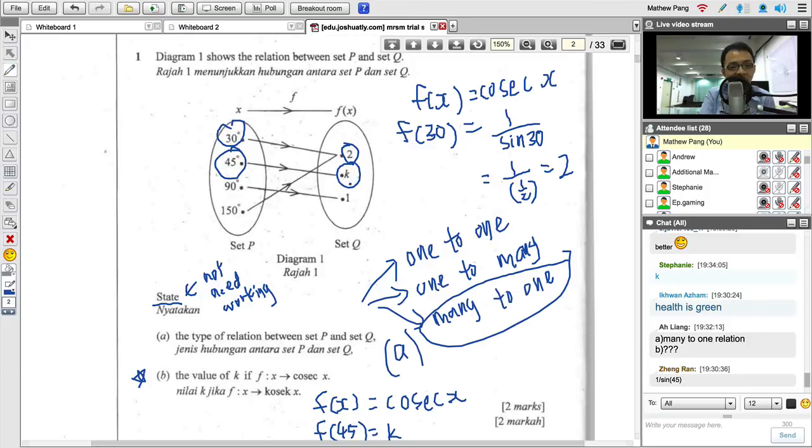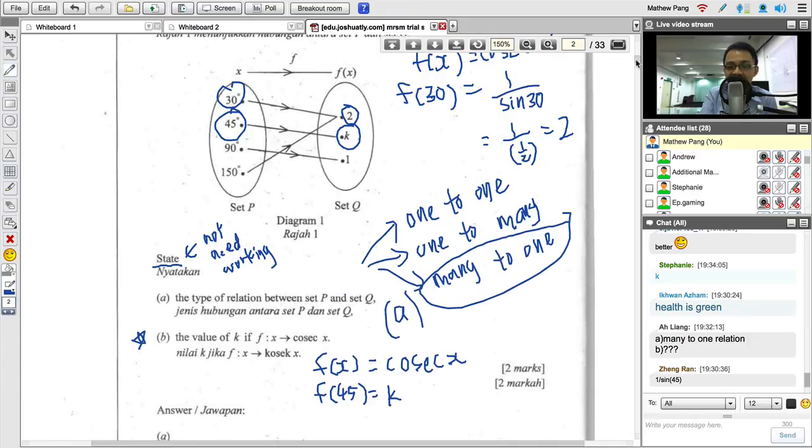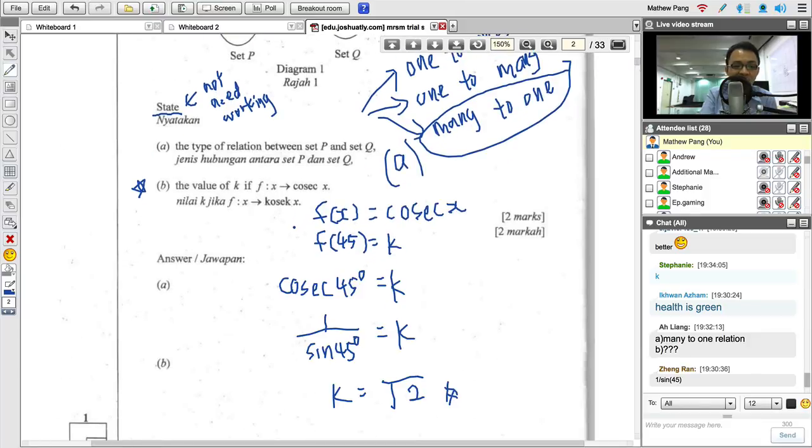Alright, so the question just asks you to find k. It's just a 1 mark question. We shouldn't spend too much time on it. Many-to-1 relation, yes, so this is the answer for A. And k equals square root 2, which is the answer for B. Alright, let me just move on.